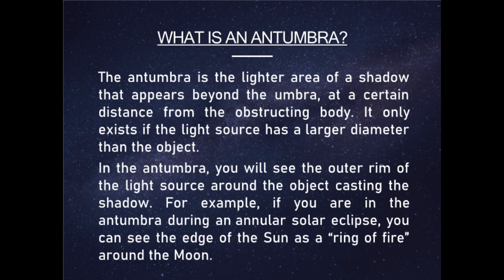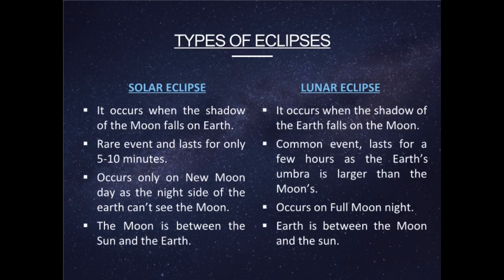For example, if you are in the antumbra during an annular solar eclipse, you can see the moon blocking the sun partially. A ring of fire is visible around the moon. I apologize if I wasn't clear, but you can easily understand it in the diagram which I will show you later. Types of eclipses. There are two types of eclipses, solar eclipse and lunar eclipse.